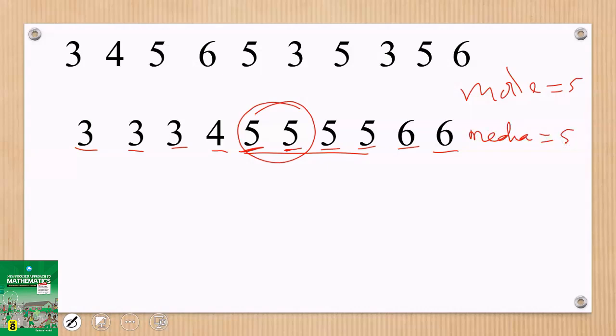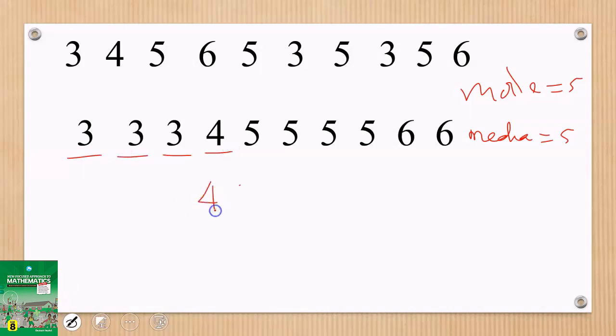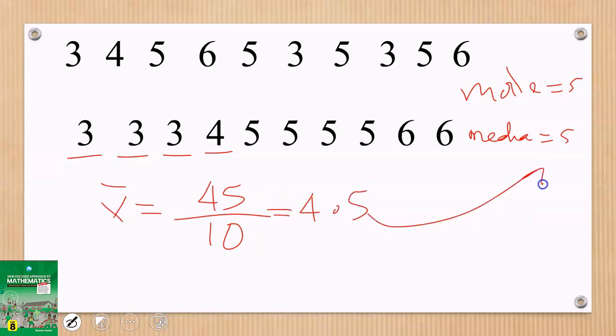Then to find the mean, we learned that we only add all the numbers together and divide by the total number here. The total number here: 1, 2, 3, 4, 5, 6, 7, 8, 9, 10. So there are 10 in all. Now when we add 3 plus 3 plus 3 plus 4 and so on, together will give us 45. So 45 divided by 10. So our mean, which is x bar, is equal to 4.5. And that is not far from the median and the mode. Right, so let's take other questions and see.